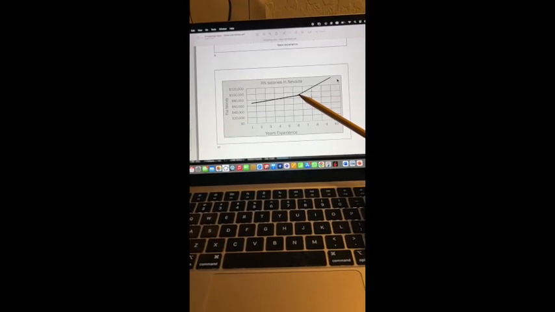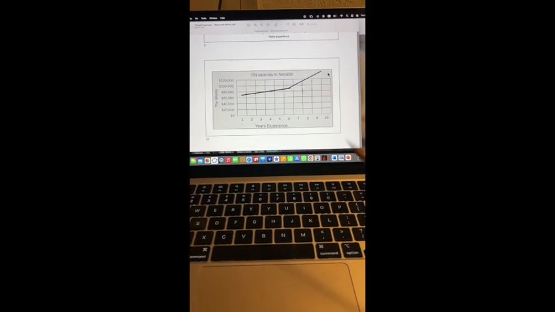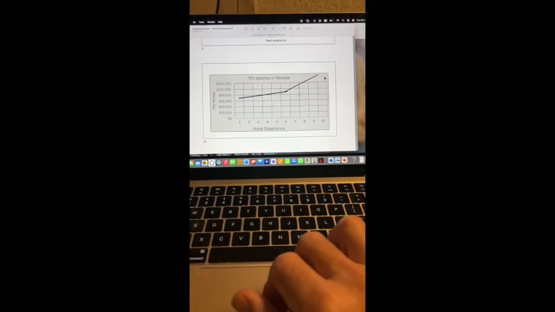You could have got a promotion. Maybe you're a head nurse or something like that. And now you're making a lot more. So that's an interpretation of a graph.